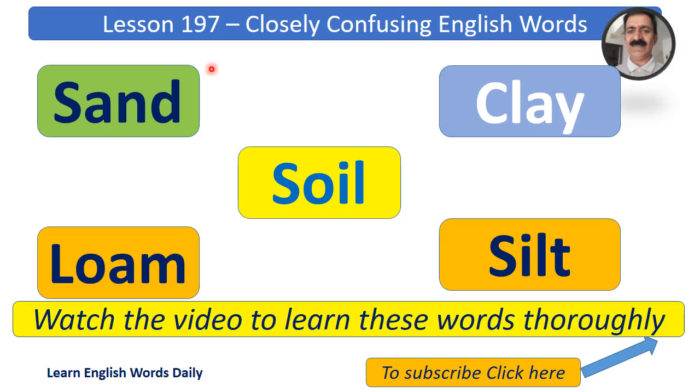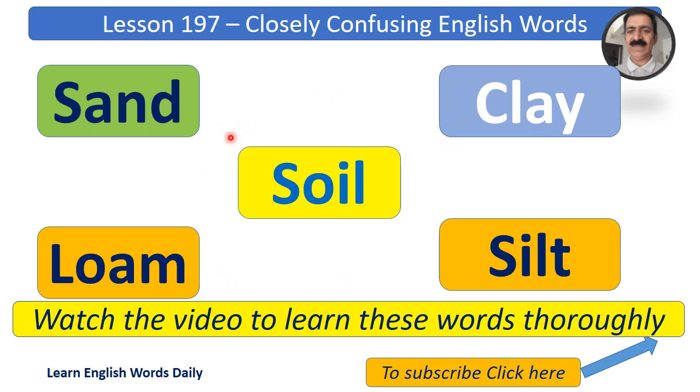My dear friends, hearty welcome to you all for lesson 197 of today's video. In this lesson, let us try to learn what are called closely confusing English words. Dear friends, if you look at these five words here, you may think that all these words are very simple. Yes, you are absolutely correct. But what is the interconnection between all these words?